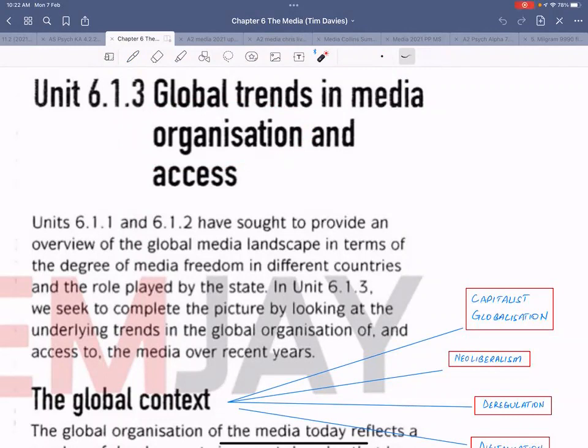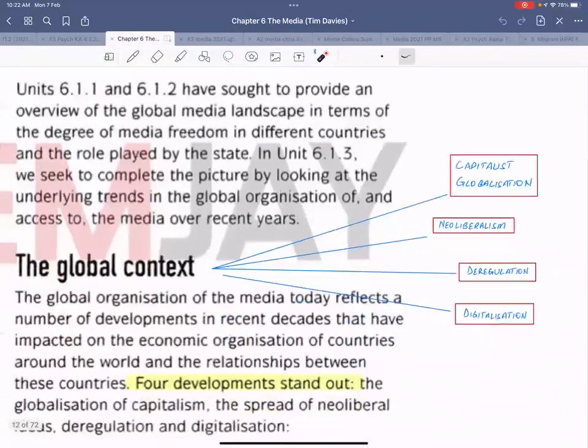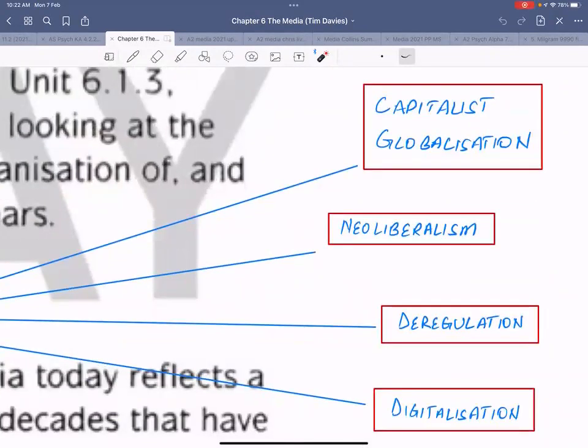Now, in the last units, we sought to provide an overview of the global media landscape in terms of the degree of media freedom in different countries and the role played by the state. In unit 6.1.3, that is this unit, we seek to complete the picture by looking at the underlying trends in media, global organization of access to the media over recent years. Now, when we talk about global trend over here, there are four different factors that I'd like to discuss. Number one, capitalist globalization. Number two, neoliberalism. Number three, deregulation. And number four, digitalization. These are the four different headings that we'll be dealing with today, inshallah.